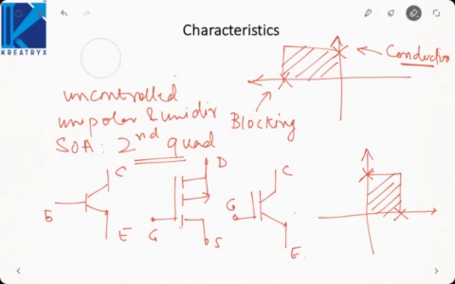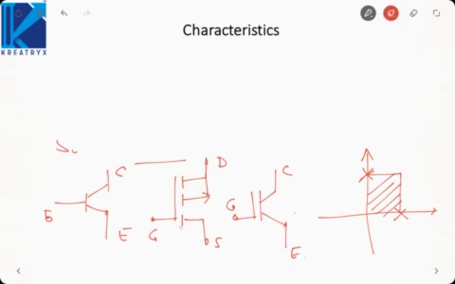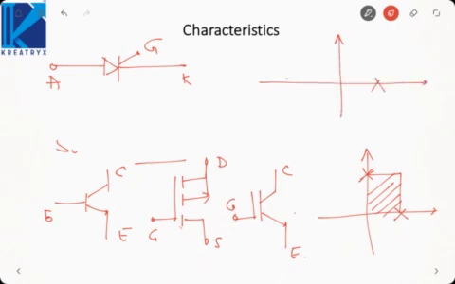Next we see the SCR. How do we represent a SCR? Like this, 3-terminal device, anode, cathode and gate. It is a bipolar and a unidirectional switch. So characteristics will be like this. Okay, so it is a semi-controlled type of switch. It is bipolar and unidirectional, and the SOA will be first and the second quadrant.